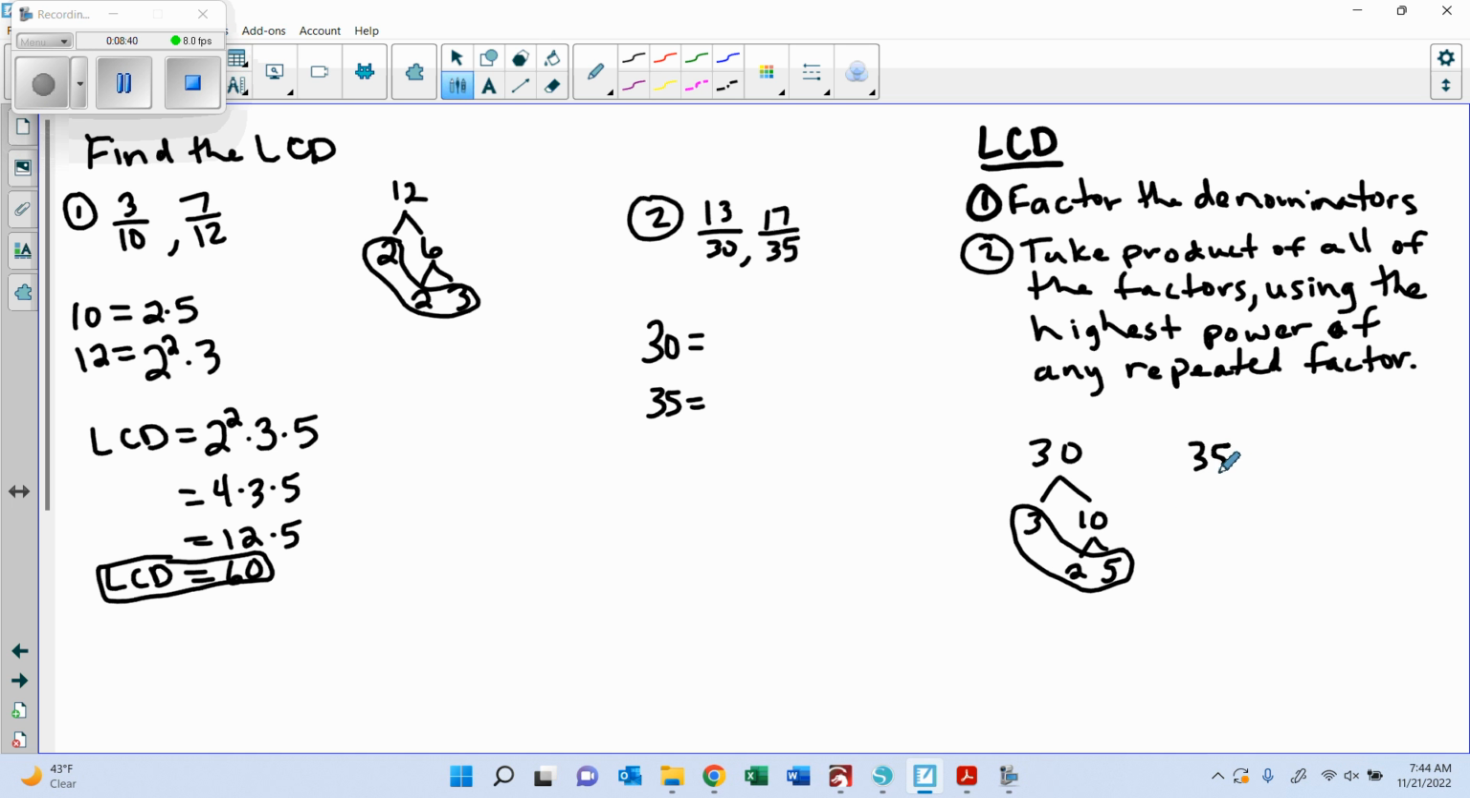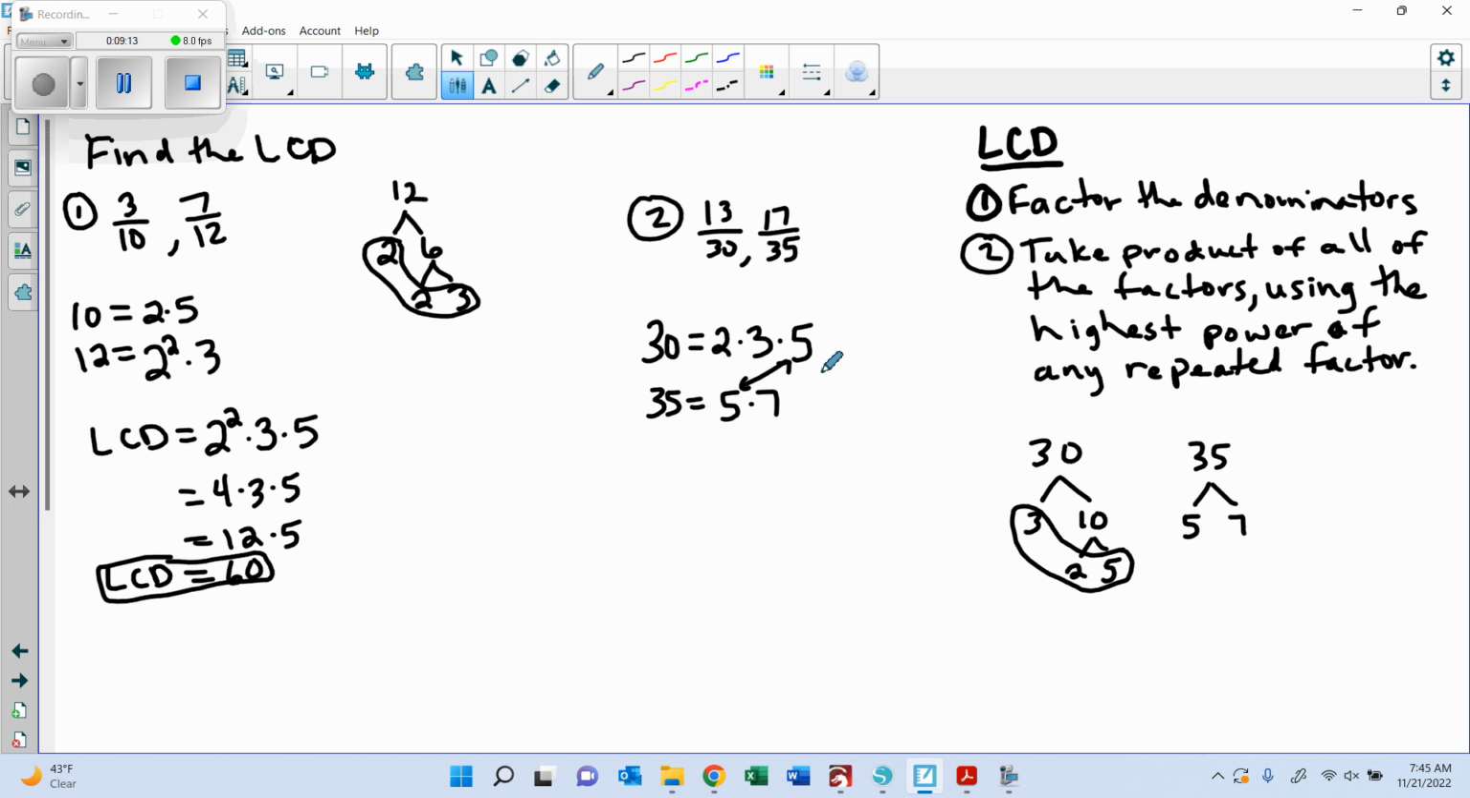So then let's do 35. And 35 is 5 times 7, and 5 and 7 are both prime, so I can't do anything else. So we're going to write 30, and I'm going to write them in order smallest to largest, just so it's easier to see what factors we have in case there's some in common. So it's 2 times 3 times 5, and 35 is 5 times 7. So we do have one repeated factor right here.